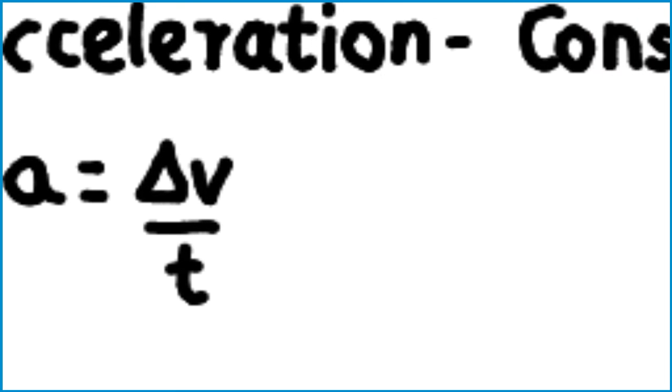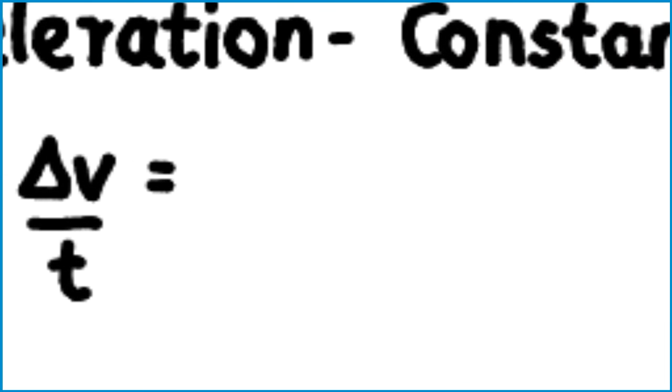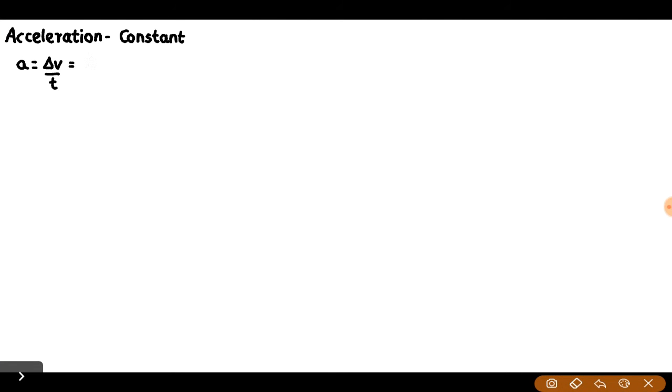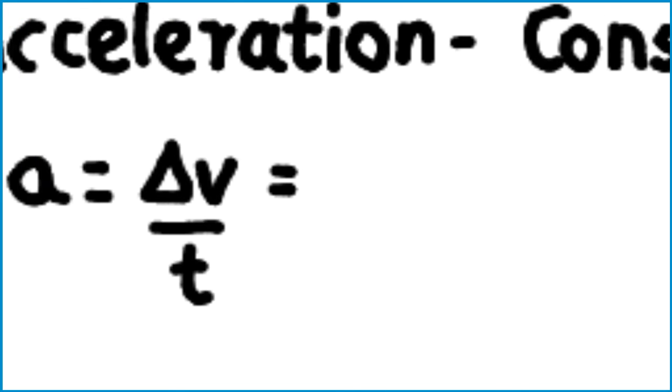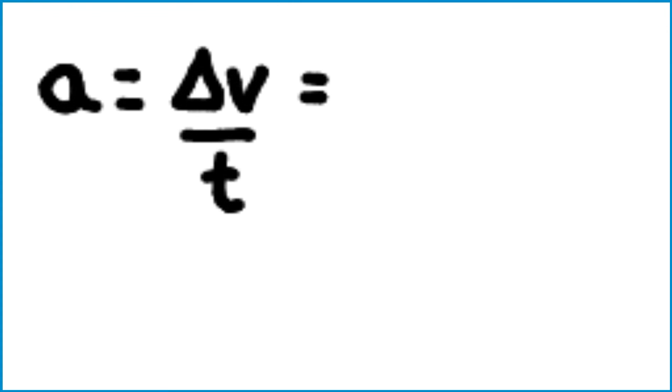For the first equation, if the acceleration is constant, let's make the acceleration. The formula of acceleration must be a, the change of v over t. Not only that, when we make it to the proof, we can write acceleration as a change in velocity over time.